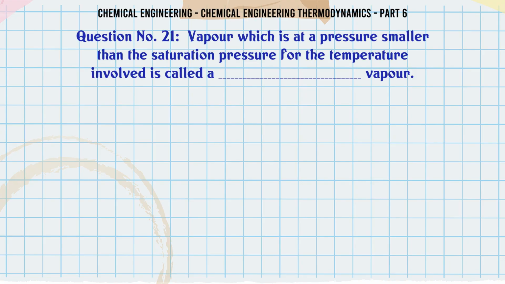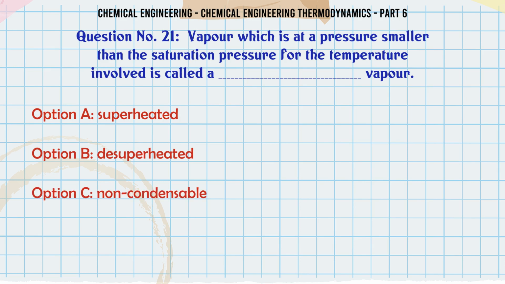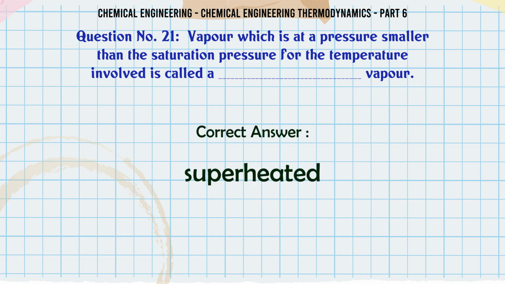Vapour, which is at a pressure smaller than the saturation pressure for the temperature involved, is called a ___ vapour. A) Superheated, B) Desuperheated, C) Non-condensable, D) None of these. The correct answer is superheated.